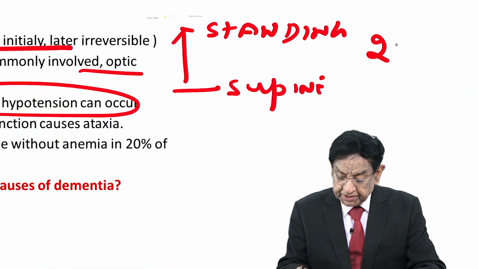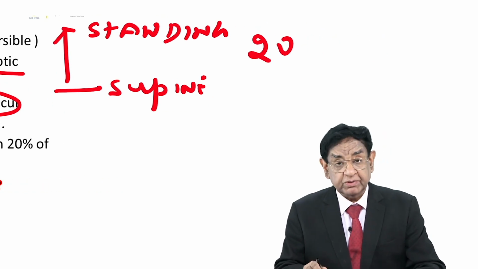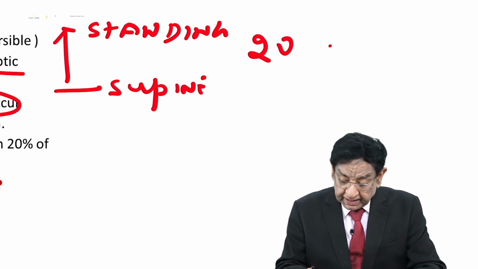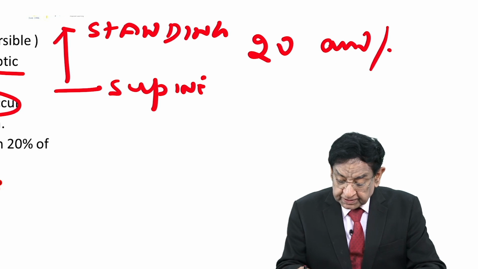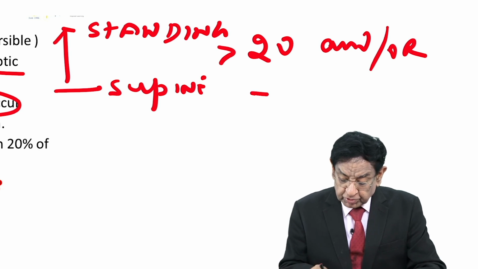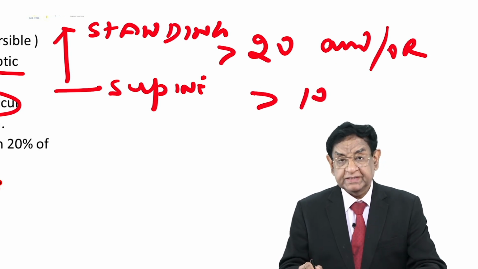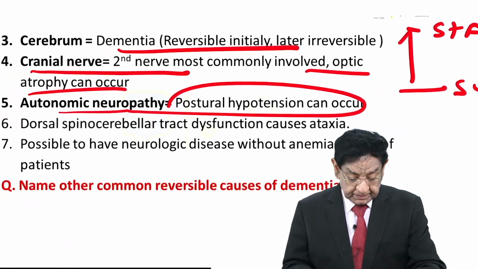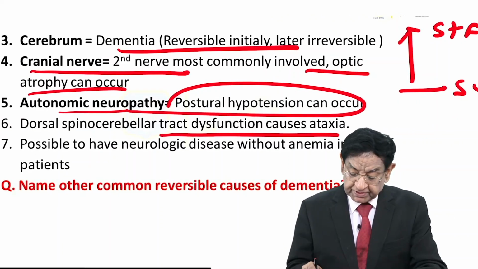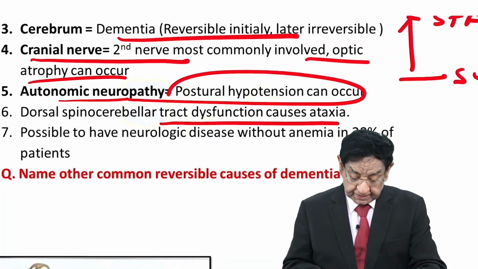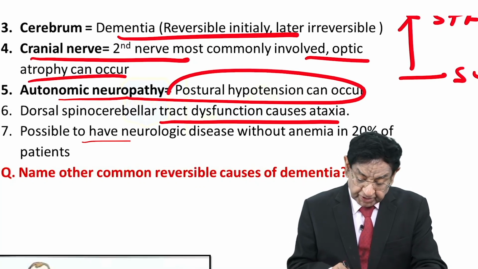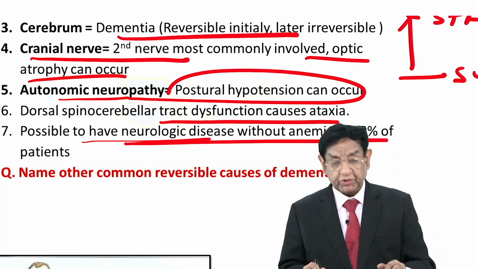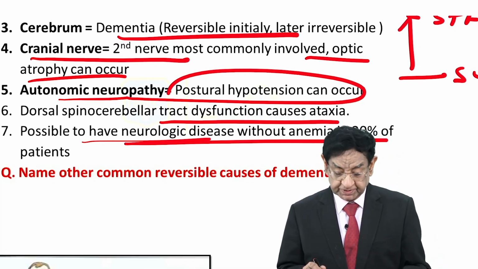If the fall of BP is 20 or more systolic, and/or more than 10 millimeter mercury diastolic, then we call it postural hypotension. Dorsal spinocerebellar tract dysfunction may lead to ataxia. Well, there can be a possibility to have neurological disease without anemia in 20% of the patients.